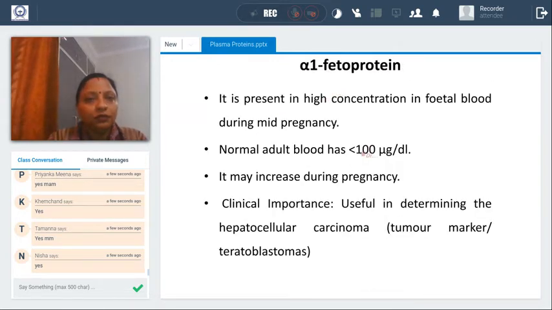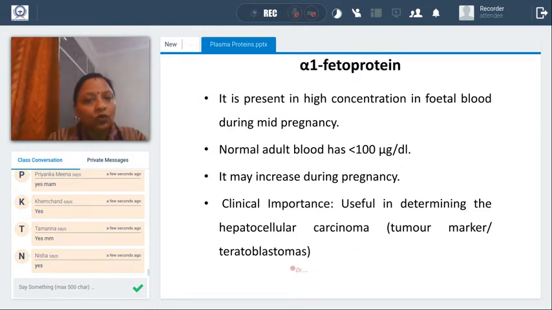Another globulin is alpha-1 fetoprotein. It is present in high concentration in fetal blood during mid-pregnancy. Normal adult blood concentration below 100 microgram per dl. It may increase during pregnancy. Useful in determining the hepatocellular carcinoma, or we can say teratoblastomas.